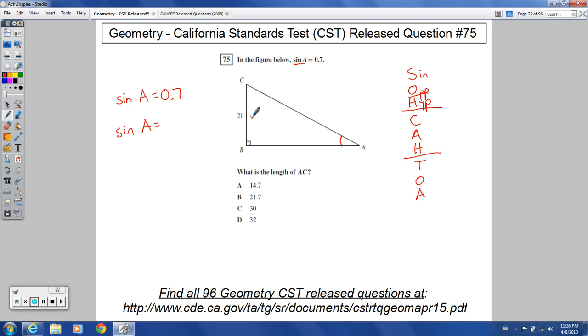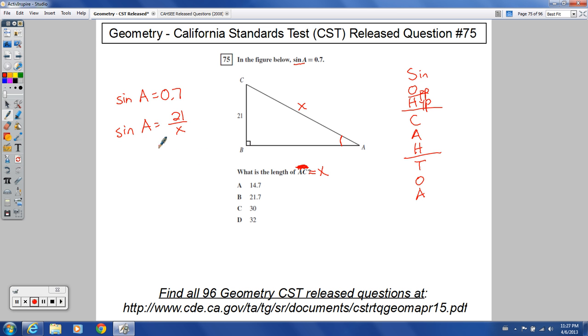opposite over hypotenuse. I don't know what this side length is, so I'm going to call it x. Instead of AC, I'll just use one letter. So I know the sine of A would be opposite over hypotenuse, so it would be 21 over x. And x is equal to AC, or x is equal to the length of AC. So I'm going to say something like that, but we would just say that without the segment mark above it if we're going to say the AC by itself, or the length of AC.